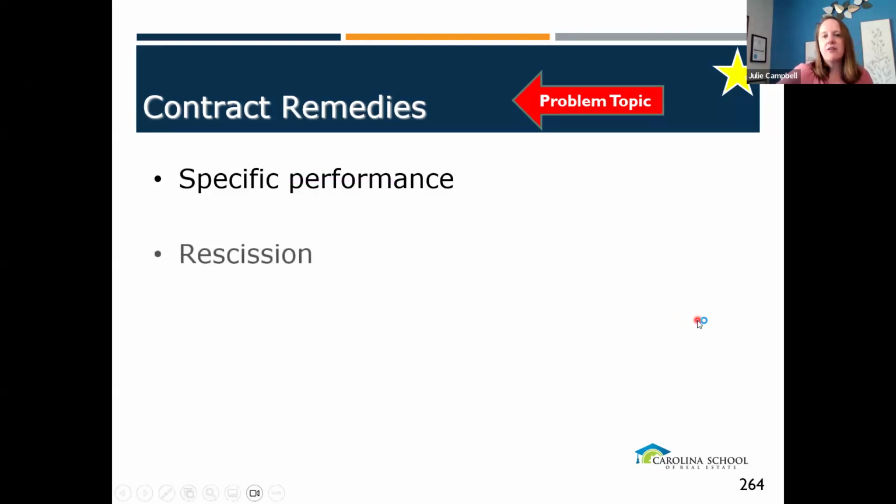And then another contract remedy is a rescission. If you rescind your contract, you take your contract back. If you put down any money, you'll get your money back. Both parties go about their lives as if this contract never happened. Both parties are put back into the position they were in before we went under contract.